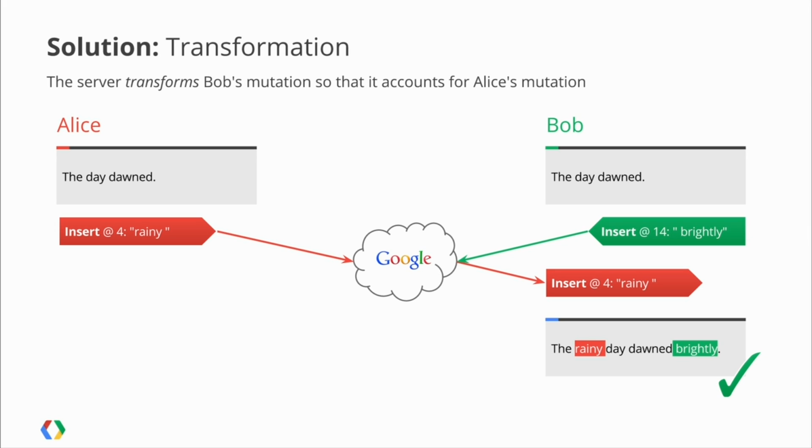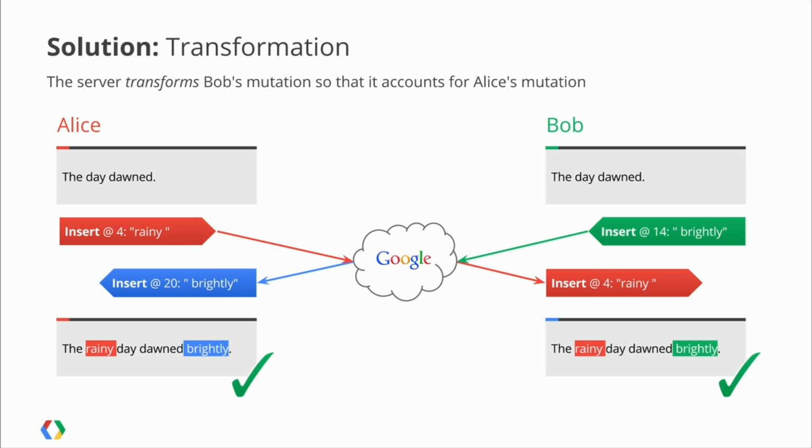Well, Google, our servers notice that Alice's mutation came before Bob's mutation. And so Bob's mutation needs to be fixed to be in the correct location. And it looks at the indexes specifically here. It notices that the insert that Alice issued happened earlier in the document than the insert that Bob issued. And so it shifts over Bob's insert by the length of what Alice inserted. And this new transformed mutation, which is now an insert at position 20, is what Alice actually gets. Alice applies it, and everyone's happy again. Yay, we win.